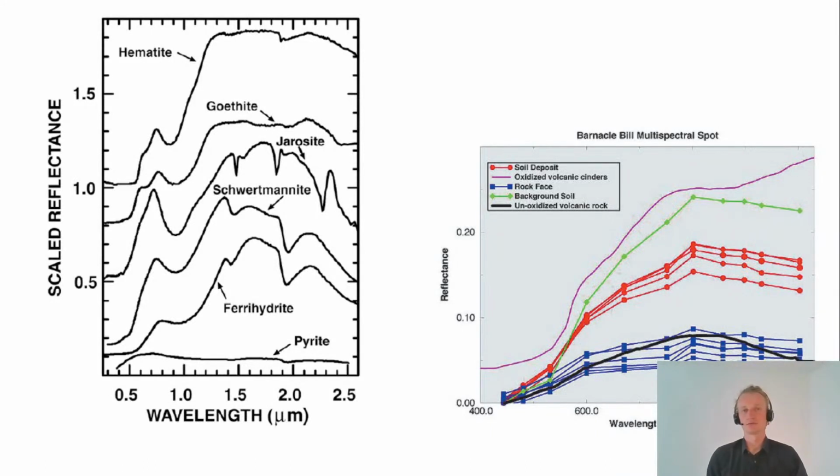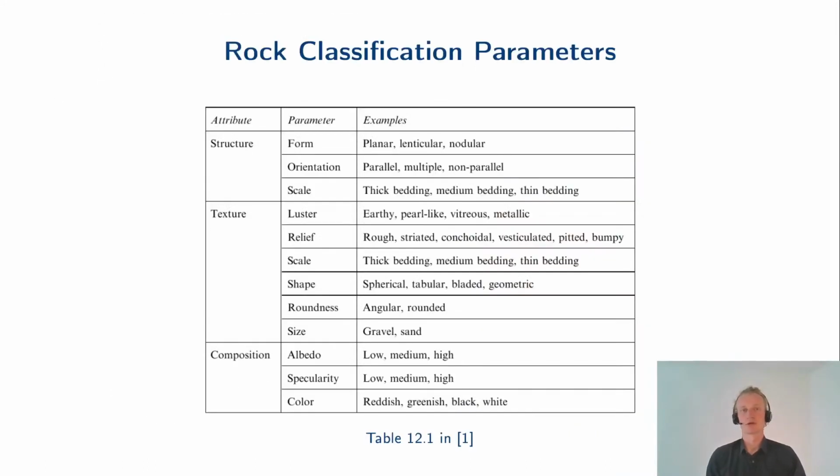Now let's move to the classification part. For that, I want to show you, for completeness, a small list of parameters for how a rock can be classified. For example, the size, the structure or shape are parameters which need to be described beforehand.